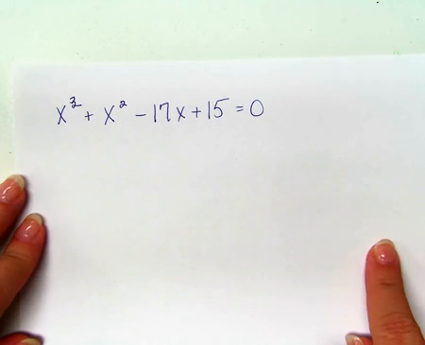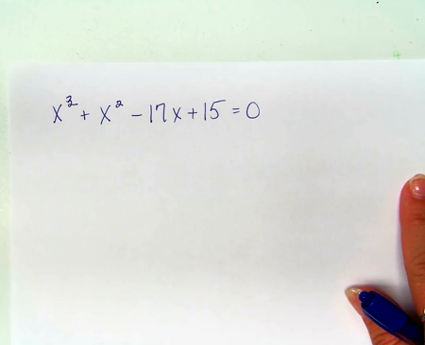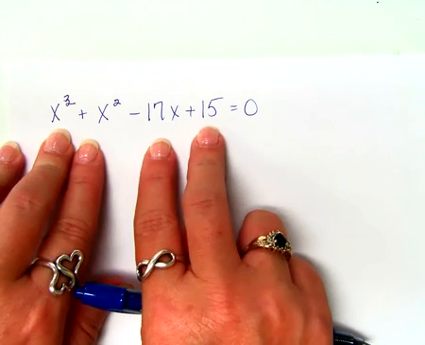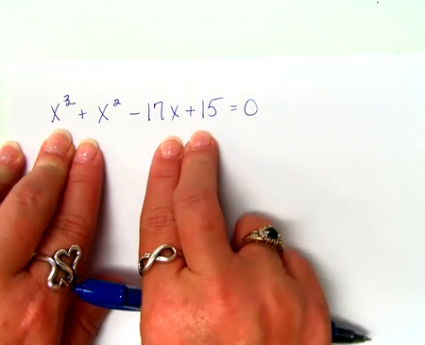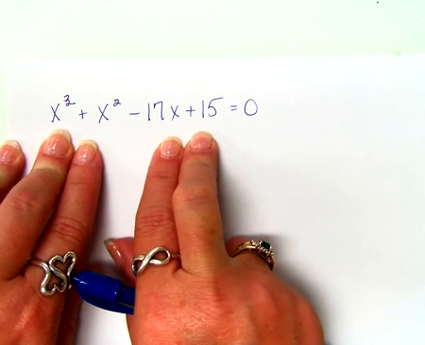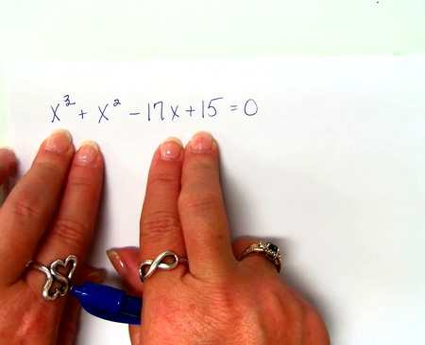x cubed plus x squared minus 17x plus 15 equals 0. I'm going to think in my head real quick if I could solve this by grouping. Because if I can solve it by grouping, I need to do that and not do it the other way, right? Because it's much faster.